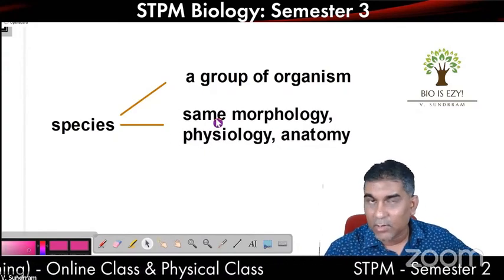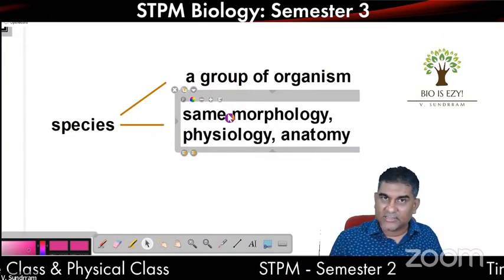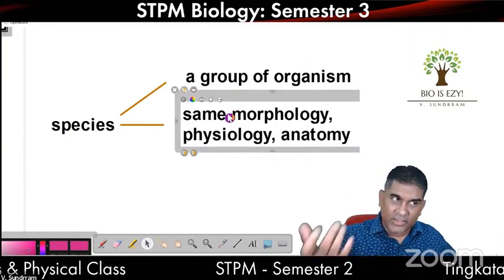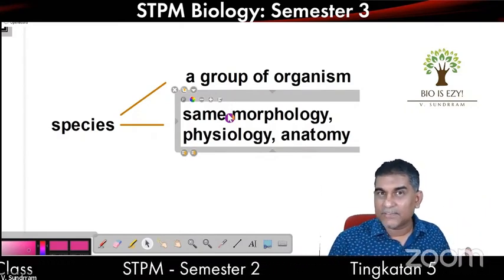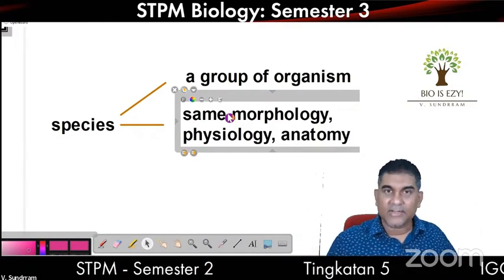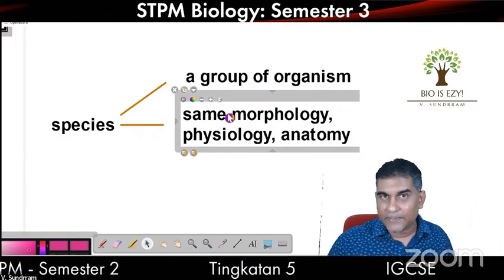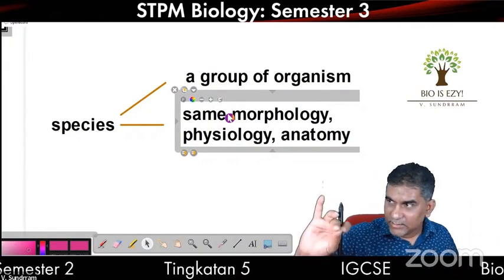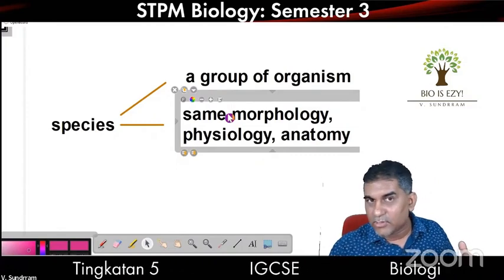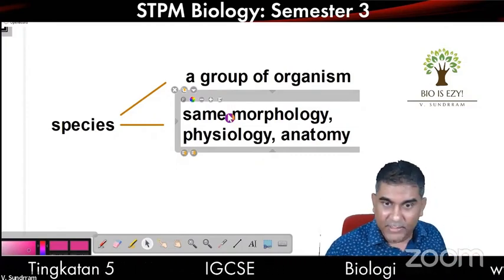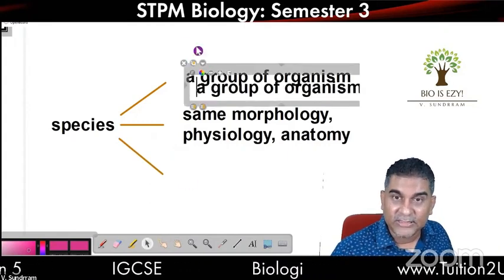You don't have to write all three, choose any two. Morphology is like outer characteristic. Anatomy, you can take like internal characteristic. Physiology is something like the chemical reactions that happen inside the body, different processes that happen inside the body. Species, a group of organisms with same morphology, physiology, anatomy, and must be able to interbreed.